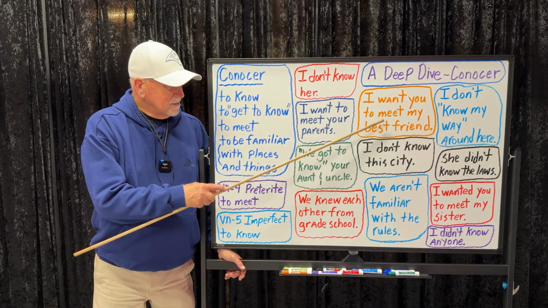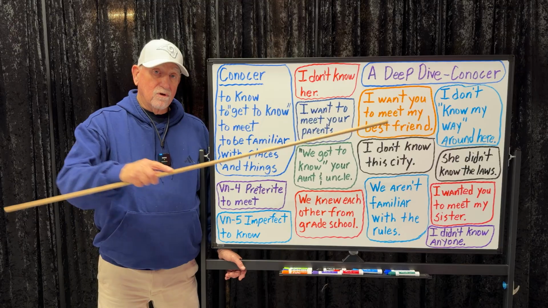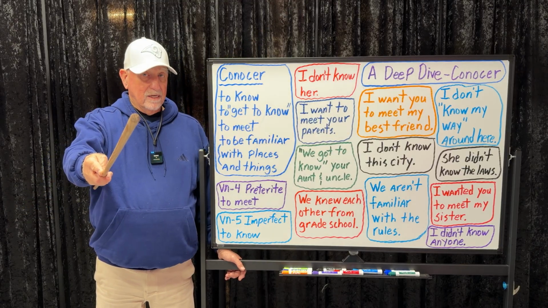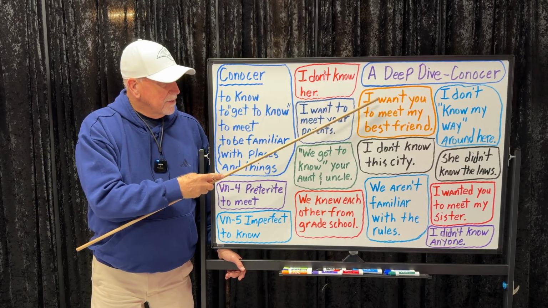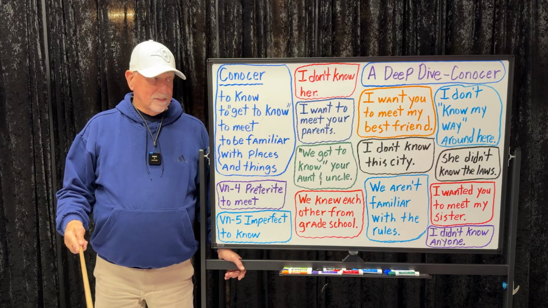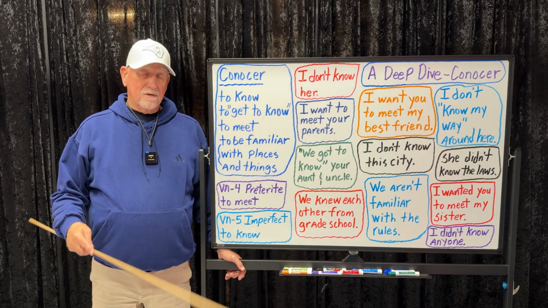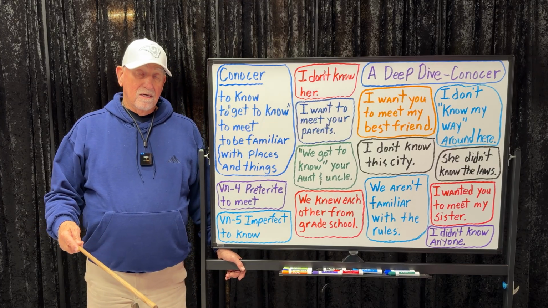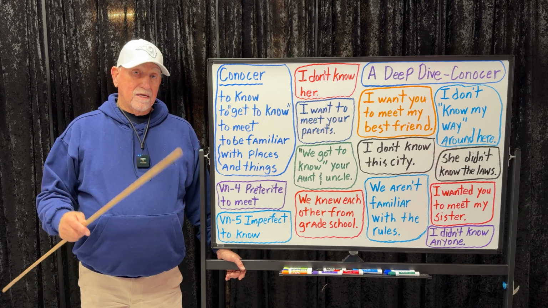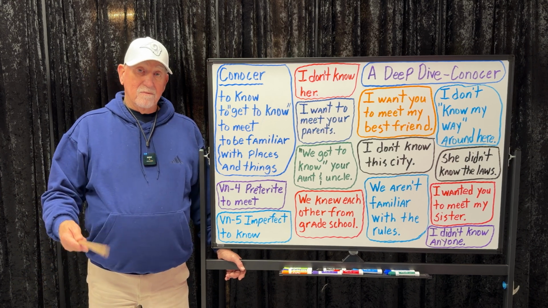Now remember, anytime you do something to a person, you know somebody, you need that personal A. You need it. Quiero que conozcas a mi mejor amigo. Quiero que conozcas a mi mejor amiga. If you want the long form, quiero que lo conozcas a mi amigo.